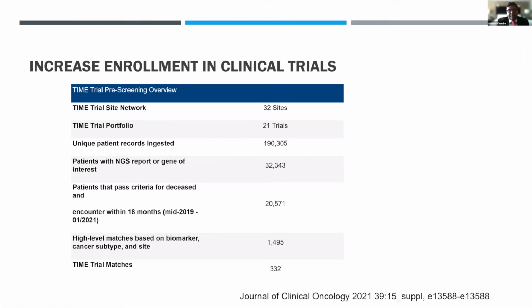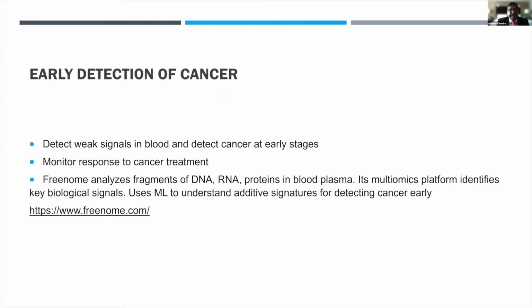relevant clinical trials. The other role where AI and machine learning help is in early detection of cancer. Machine learning or AI can detect very weak signals in blood and diagnose cancer at early stages. They can also be useful in monitoring the response to cancer treatment. So there are a plethora of companies in this spectrum. One that really makes an impression is Freenome. It detects DNA, RNA, and proteins in blood plasma. It has a multi-omics platform which identifies key biological signals and uses machine learning to understand additive signatures for detecting cancer early. There are definitely other players in this field as well.